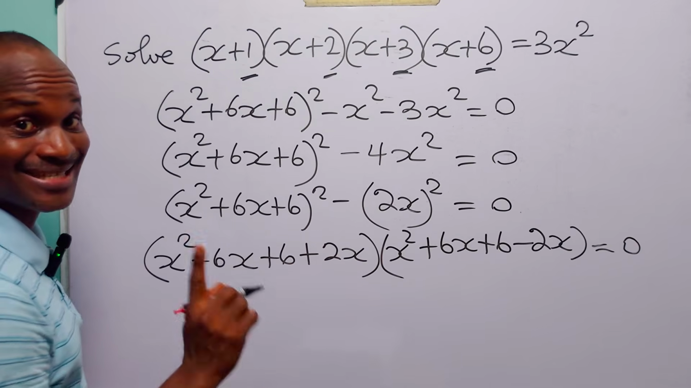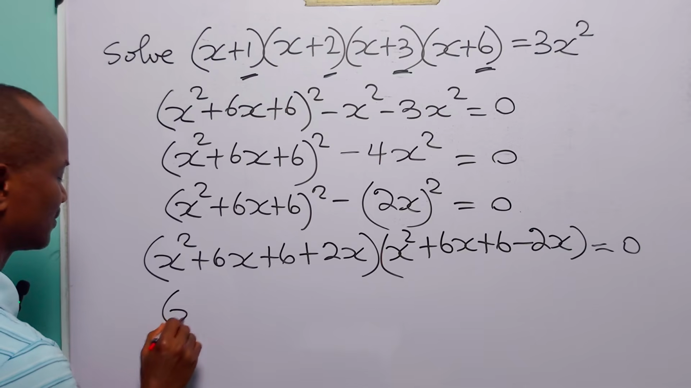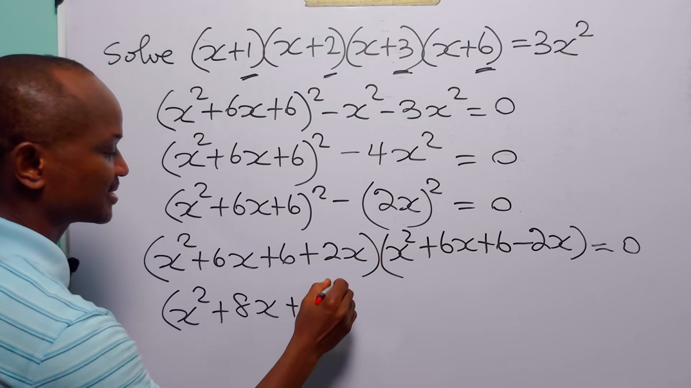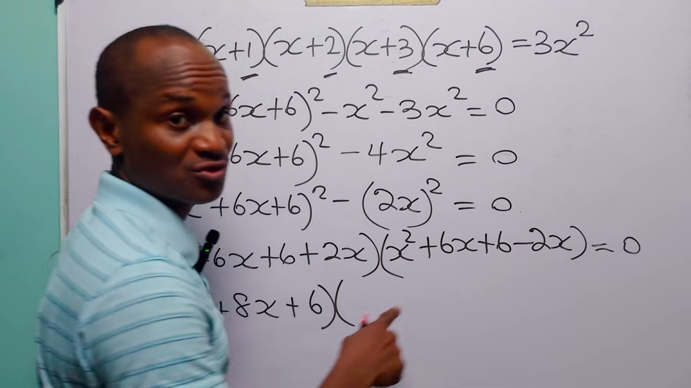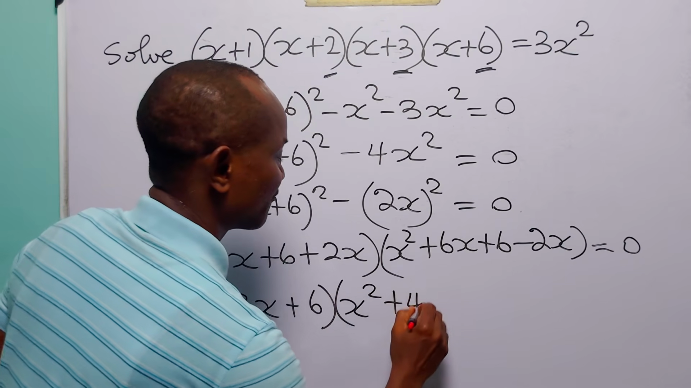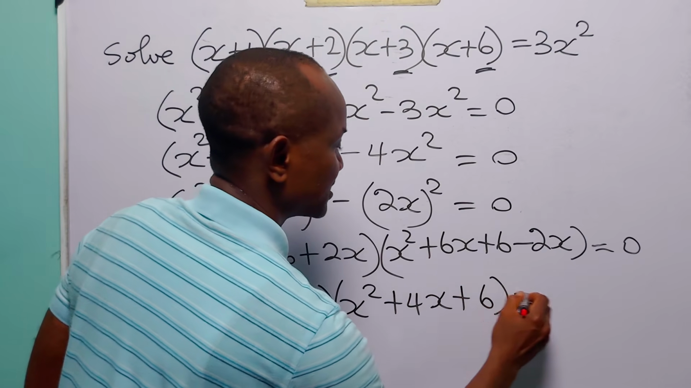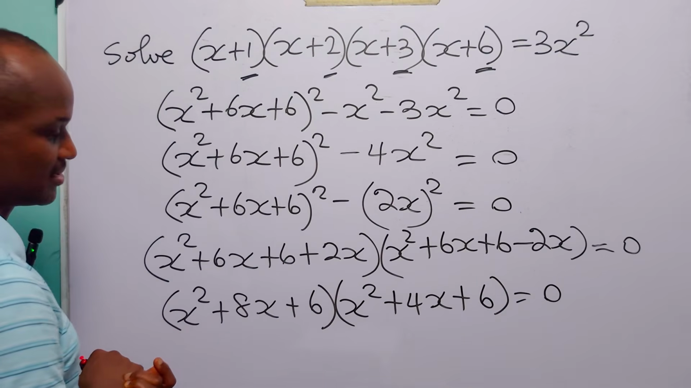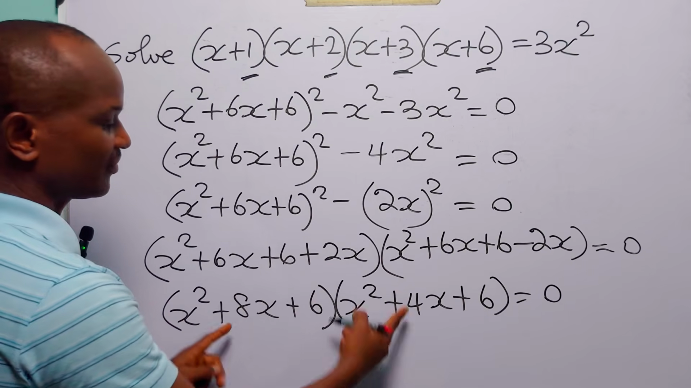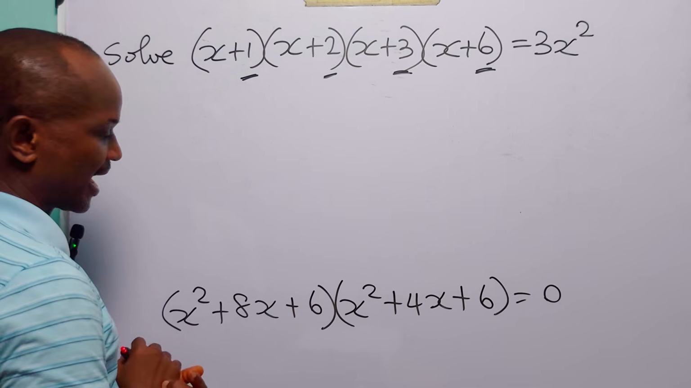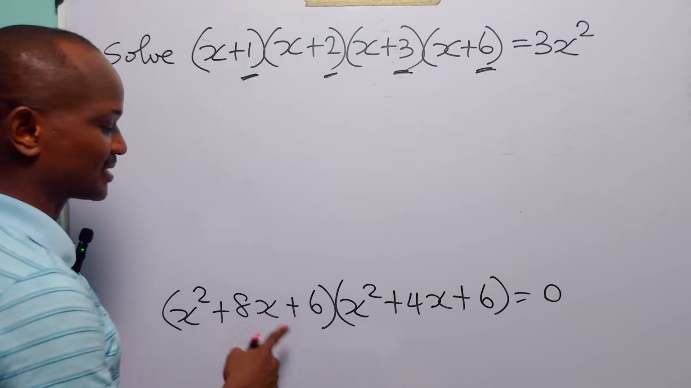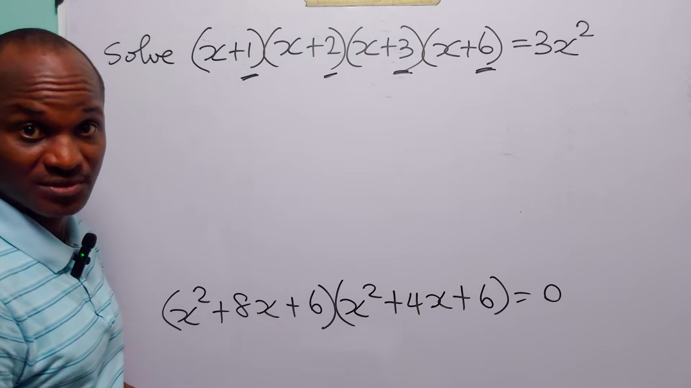6x plus 2x is 8x. So here we have x squared plus 8x plus 6. 6x minus 2x is 4x. Here we have x squared plus 4x plus 6. And of course, this is equal to 0. Now, you can see that we have succeeded in factorizing the left-hand side of this equation. And of course, you know that when the product of two items is equal to 0, then it simply means that either one of the items must be equal to 0.